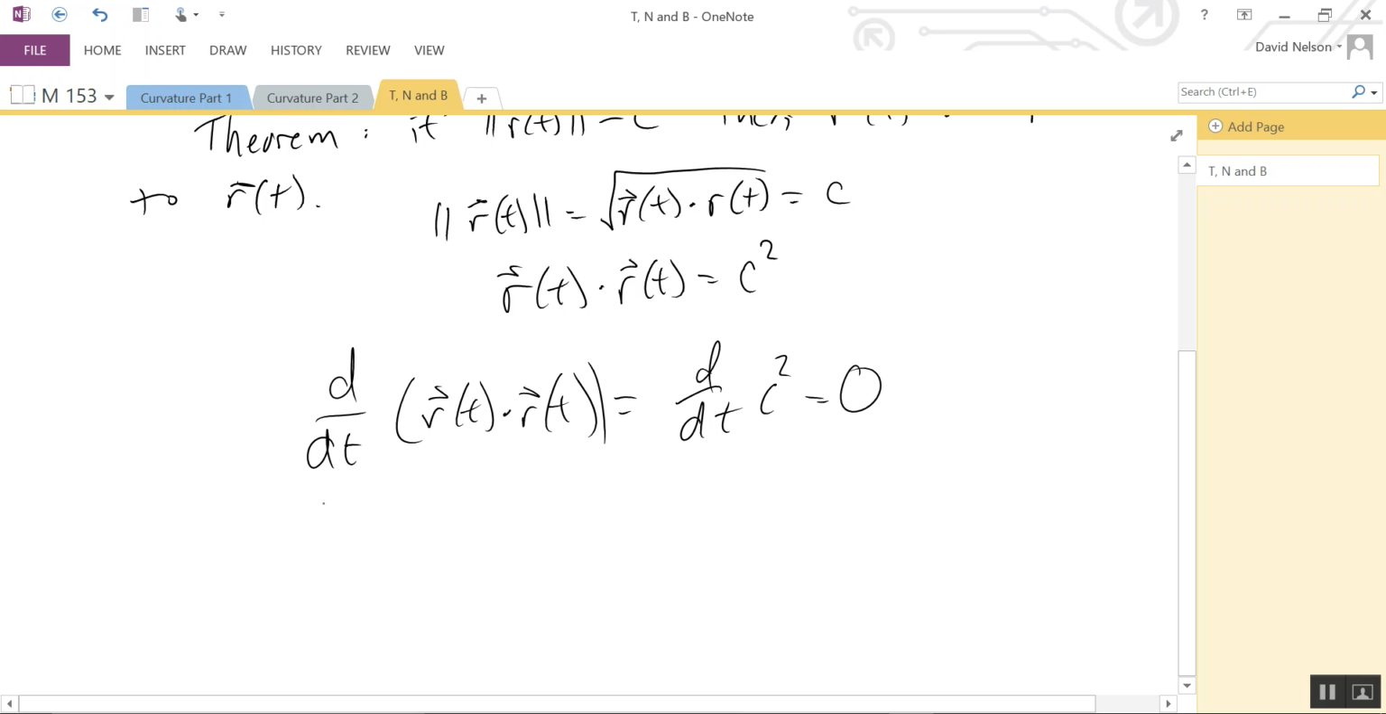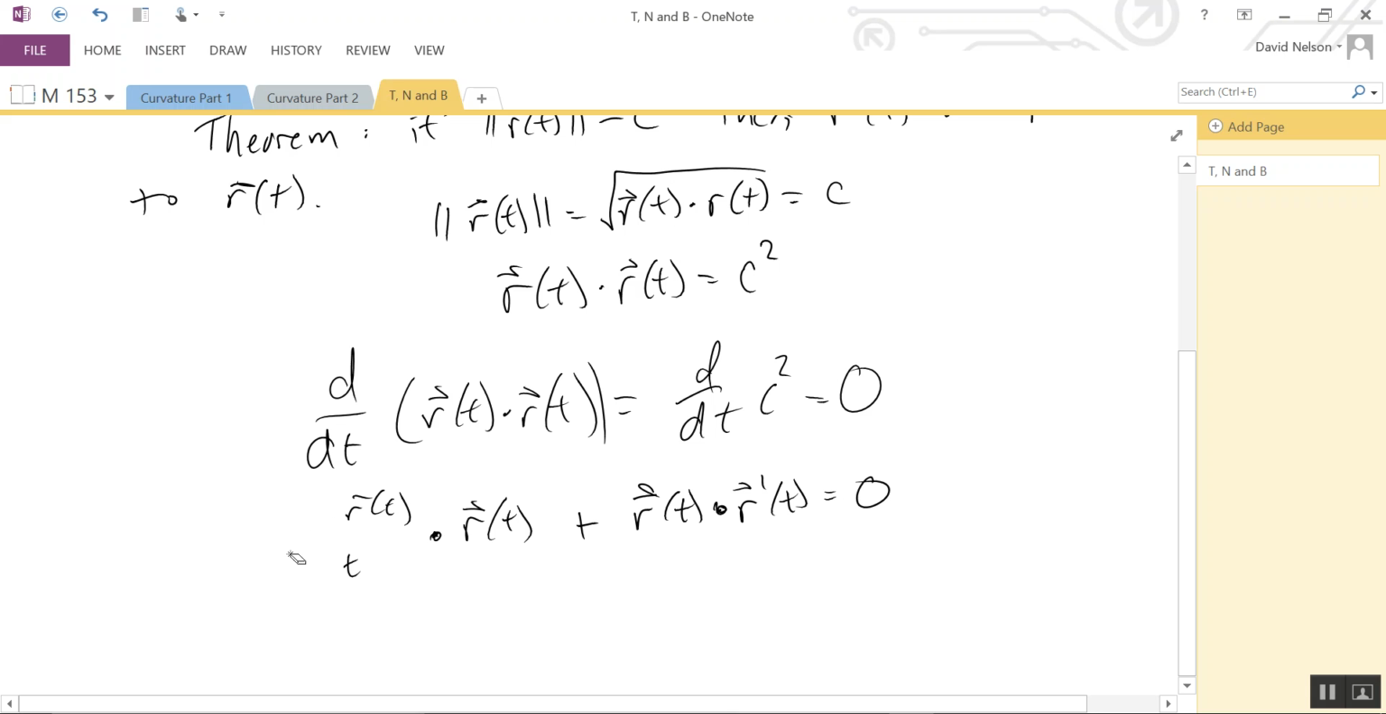But the derivative of the dot product, what you can do is you can use the product rule on it. That's going to be r prime of t dotted with r of t, plus the first term, r of t, dotted with r prime of t. And that's the dot product, the scalar product, in there.